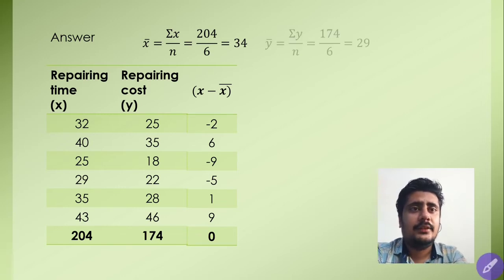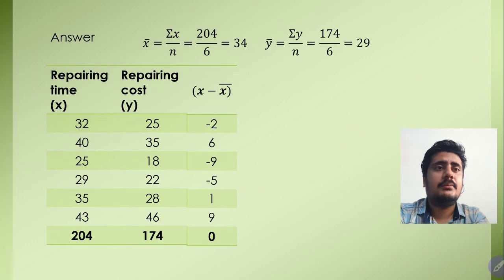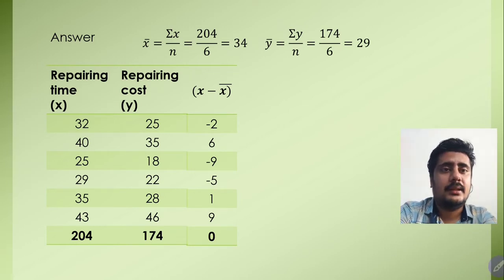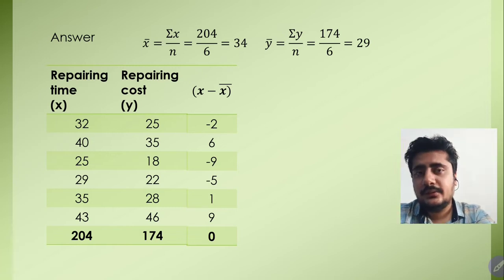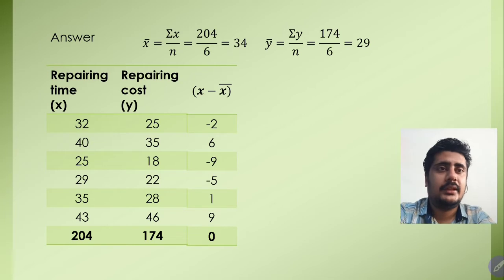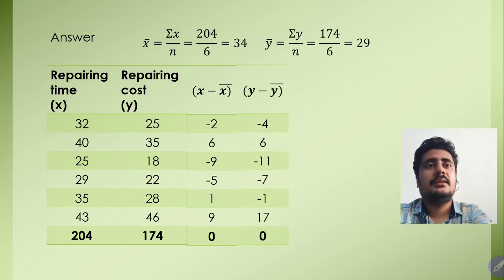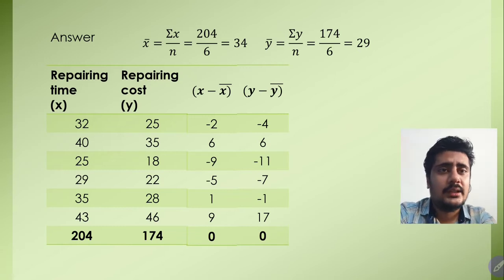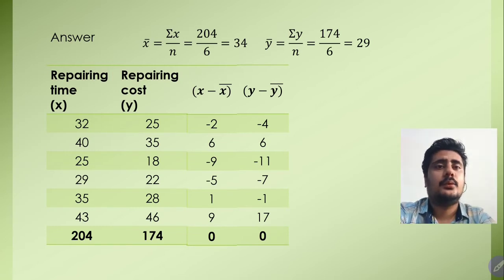Then we will find, what is our next step? We will find y bar. Y bar is total of y upon n. Now total of y is 174 upon 6, that is 29. So you will be finding y minus y bar. Now what is y? 25. What is y bar? 29. 25 minus 29 is minus 4.